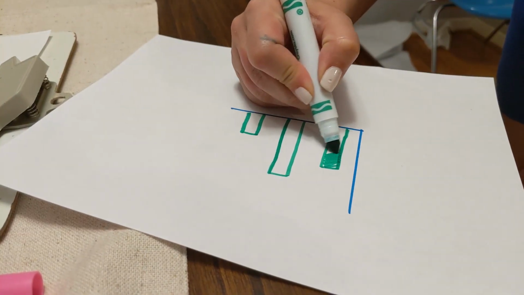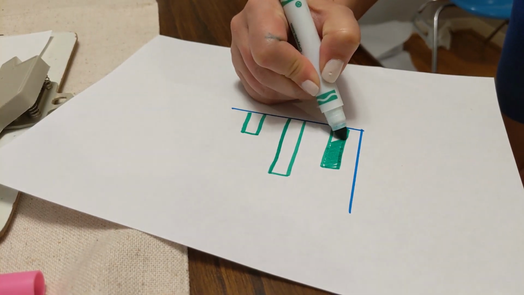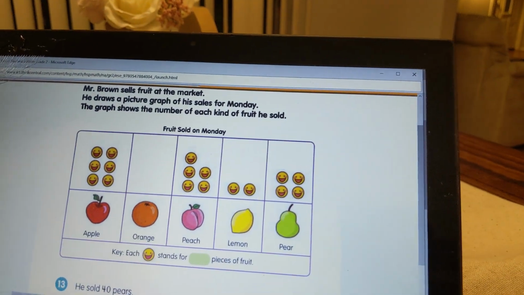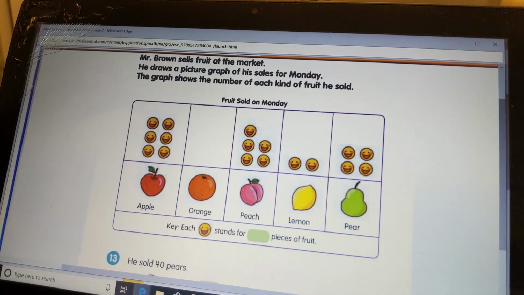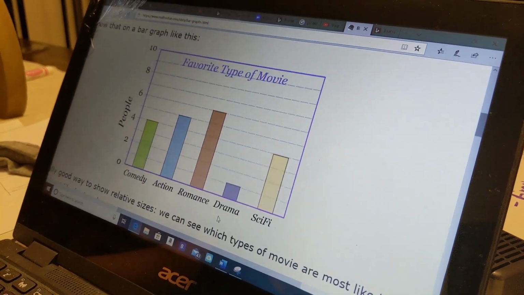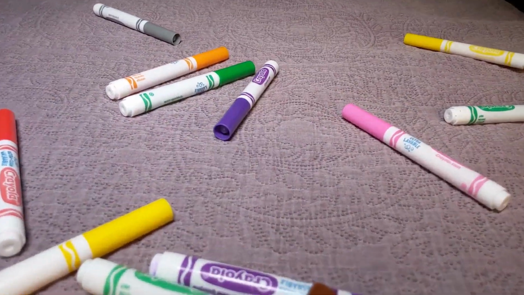Graphs are a way to represent data so it can look more organized. We can use graphs in our everyday life. For example, I can use a graph to classify and organize how many markers of each color I have.